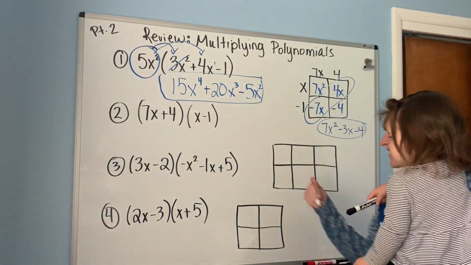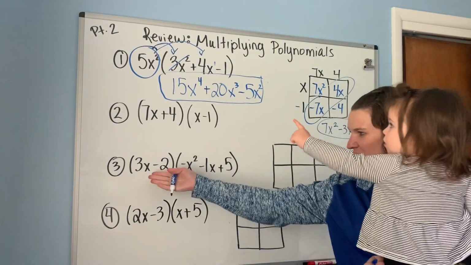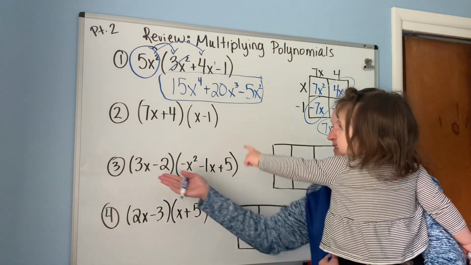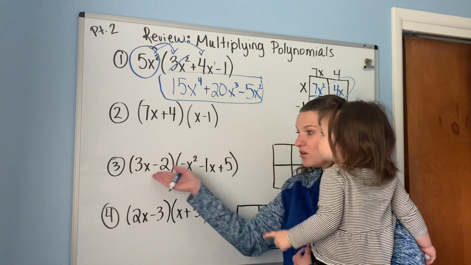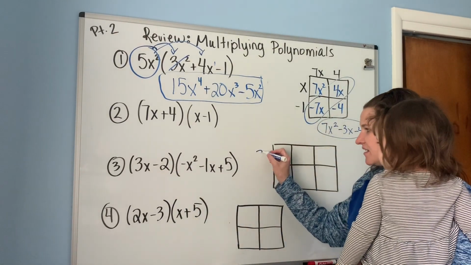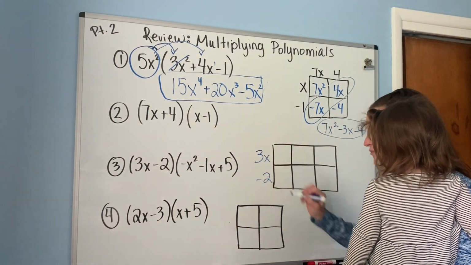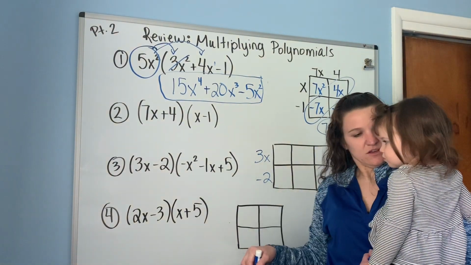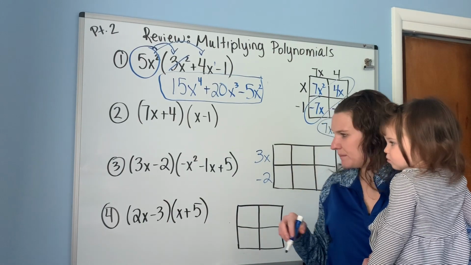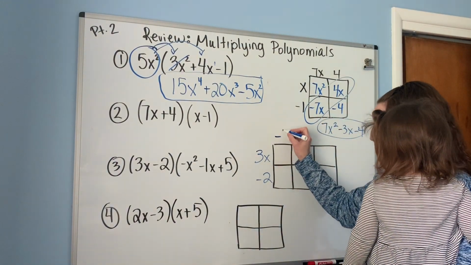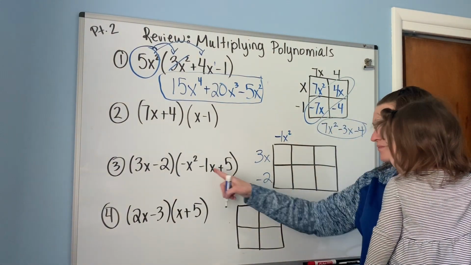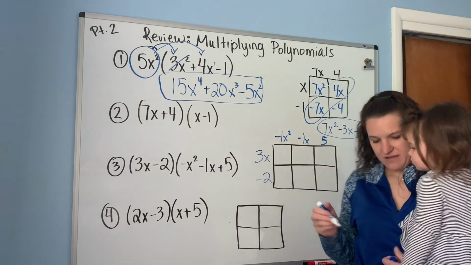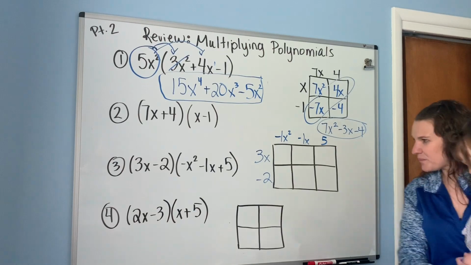All right, let's go with our next example. We have 2 terms here. We have 3 terms here. So obviously we need to put our binomial right here. So 3x and negative 2. And then our trinomial, because 1, 2, 3. Trinomial like a triangle, right, Henley? So I'm going to make that a negative 1x squared. Our negative 1x and positive 5. All right, you ready to multiply?